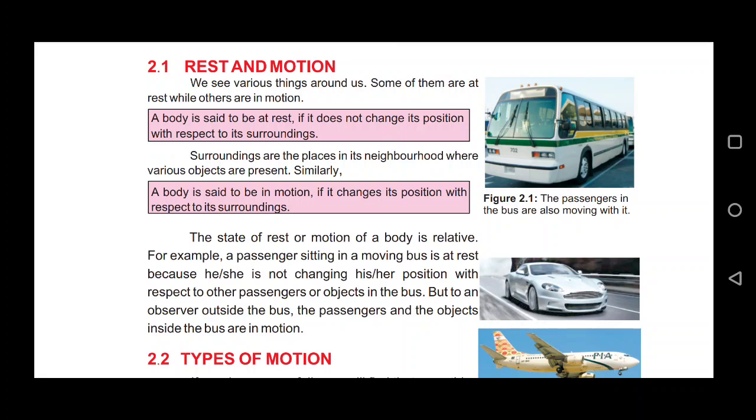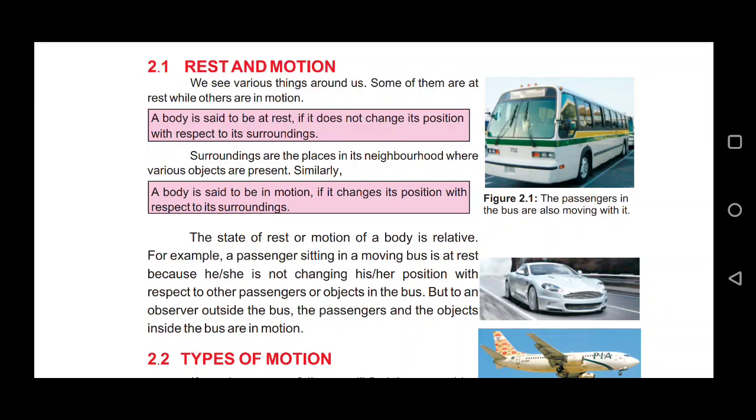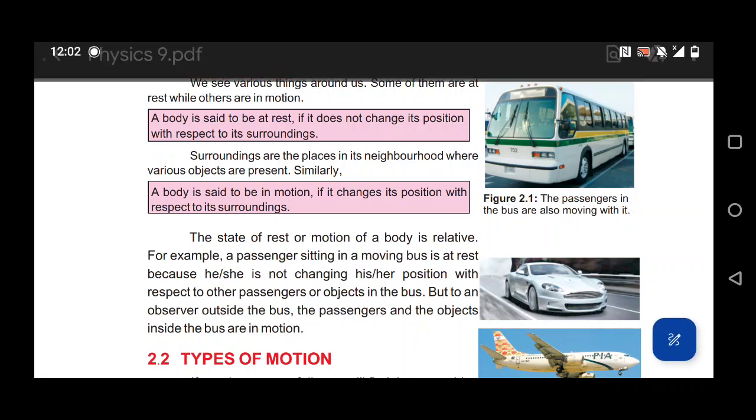Our first topic is rest and motion. We see what is rest and motion. What is rest? A body is said to be at rest if it does not change its position with respect to its surroundings. In this definition, the most important word is surroundings. What is motion? A body is said to be in motion if it changes its position with respect to its surroundings. The rest position does not change position, but a body in motion changes position with reference to the surrounding.